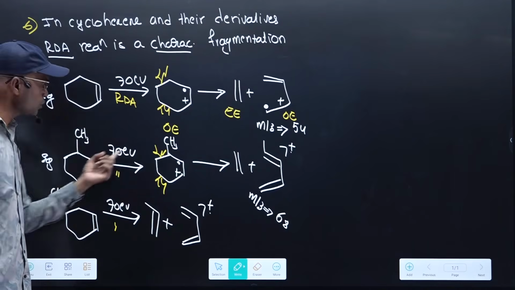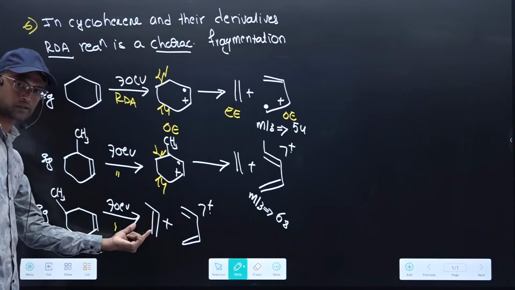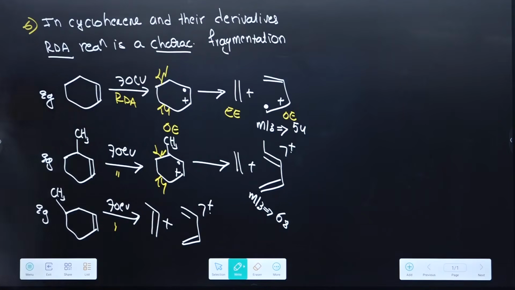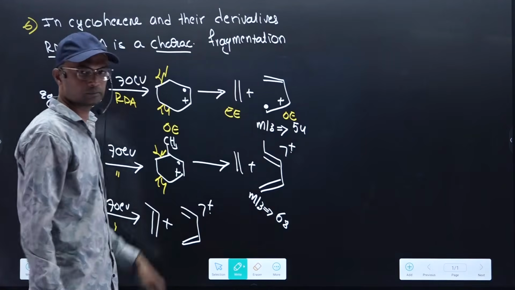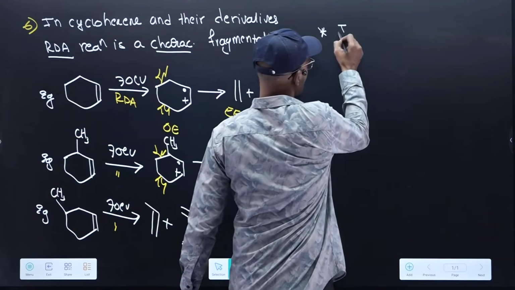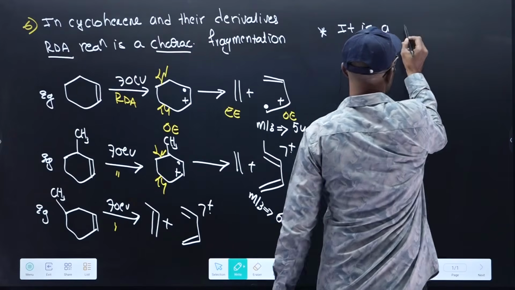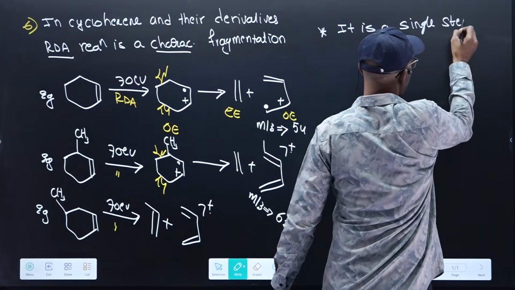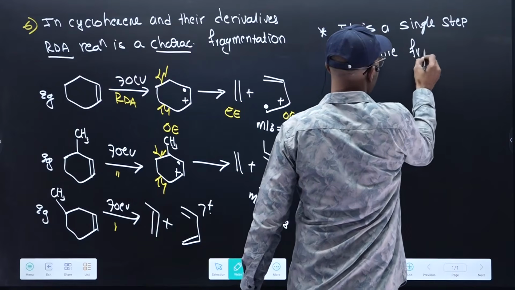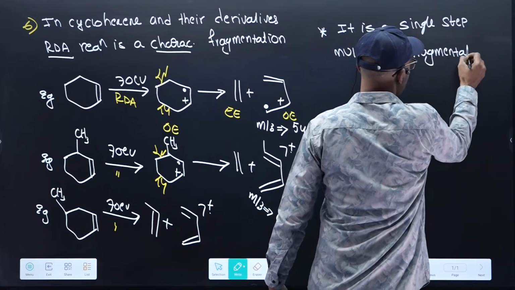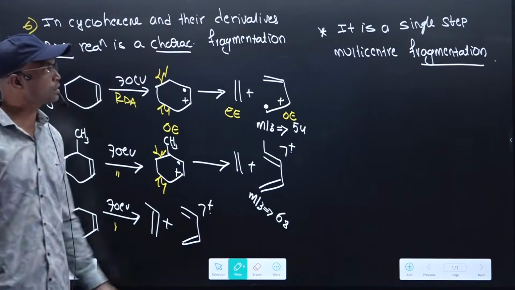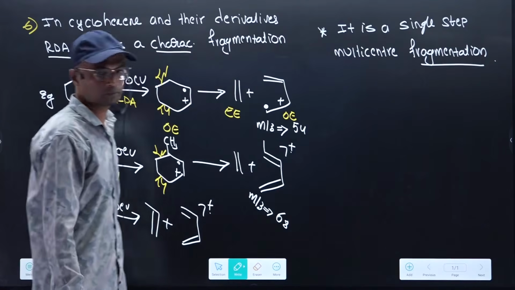This molecule loses one electron, forms one intermediate. That is called molecular ion. Molecular ion always undergoes retro-Diels-Alder reaction. So what is retro-Diels-Alder product? Diene and dienophile. How many molecules am I participating? Single molecule or not? So I can say it is a single step multi-center fragmentation. Retro-Diels-Alder is single step multi-center fragmentation. This step is important. Single step multi-center.